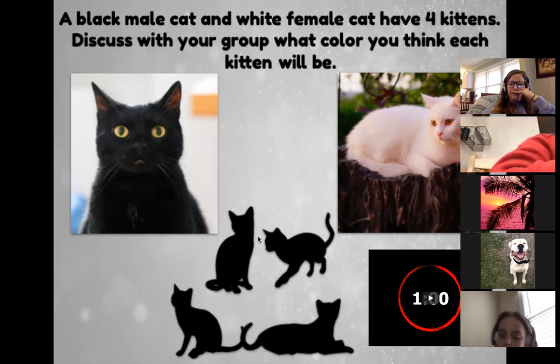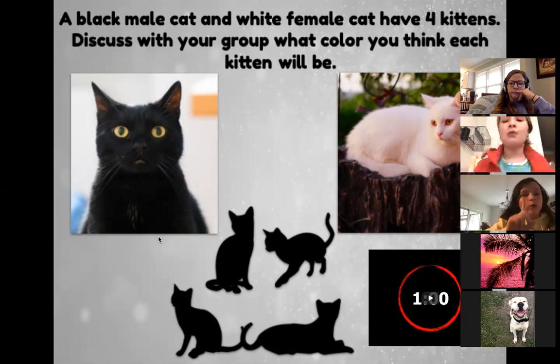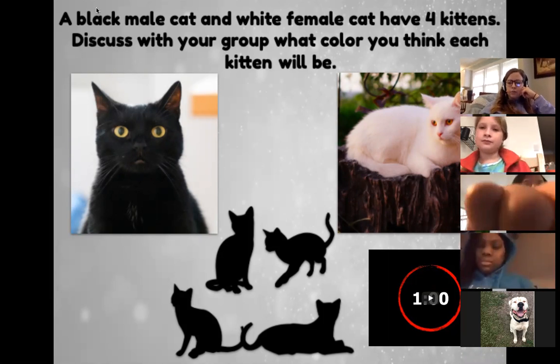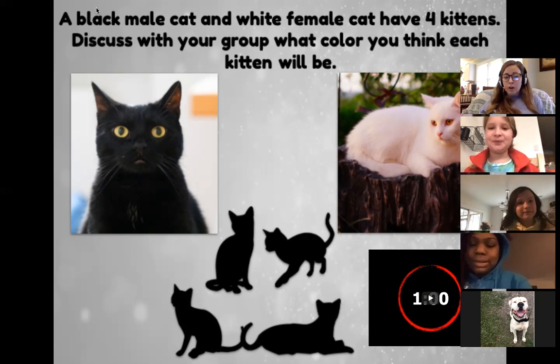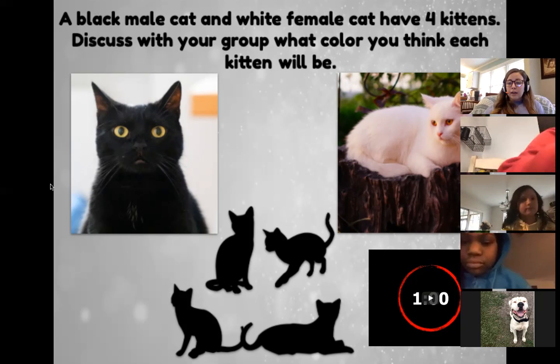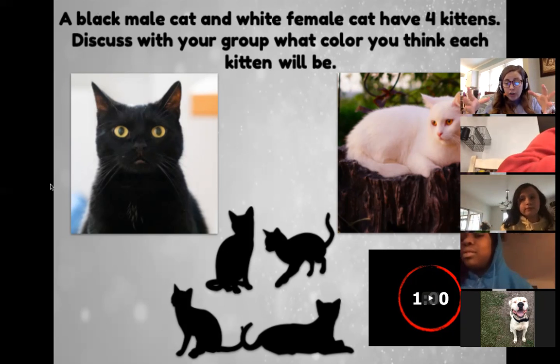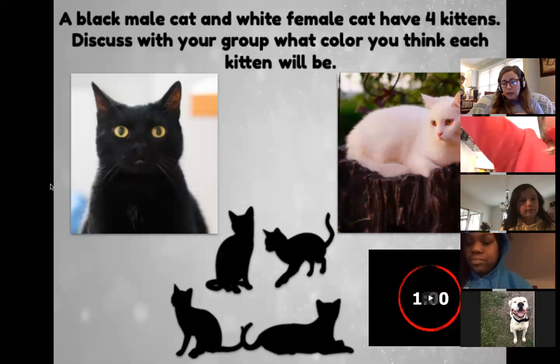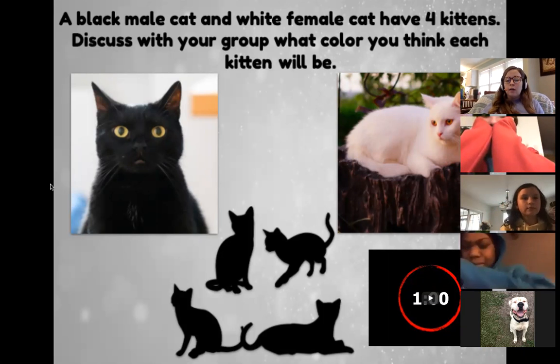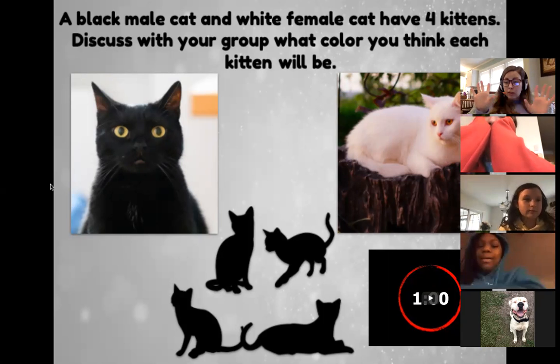What are you thinking, Lillian? I think 3 of them will be black and 1 white one, because black is probably dominant. So probably more will be black than white. Okay. I like how you used that science term that we've talked about. She said that she thinks the black gene or trait is dominant, so more of the kittens would be black rather than white. Kind of like when we were looking at those yellow peas, and there were 3 that were yellow and 1 that was green. Okay.